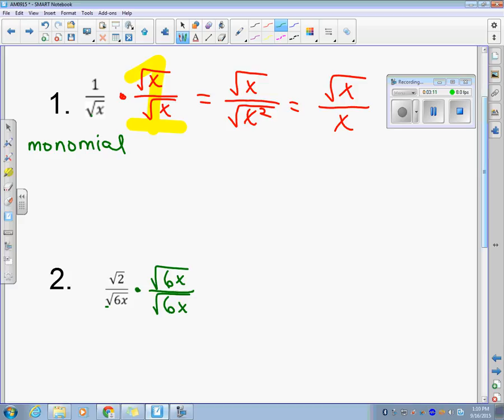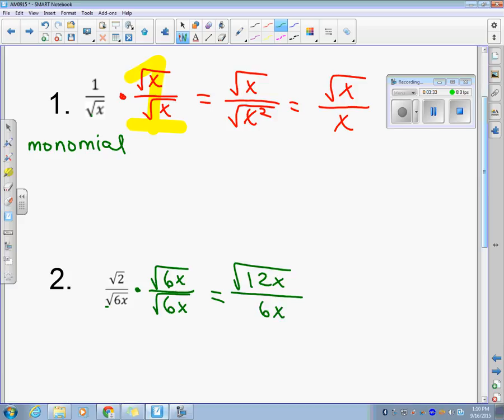Okay? So remember, when you multiply square roots, you do outside times outside and inside times inside. So this turns out to be the square root of 12x over 6 times 6, which is 36, and x times x, so this would be 36x squared. And when we bring it out of the radical, it's just 6x.